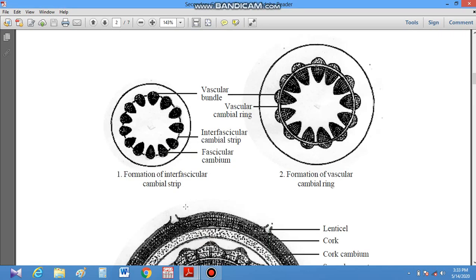First we should know about primary growth and secondary growth. What is primary growth and what is secondary growth? When plants undergo primary growth, they increase in length, and when they undergo secondary growth, they increase in thickness. In primary growth, which occurs at the apices or apical meristem of the roots and stems, the cells divide and the plant increases in length.